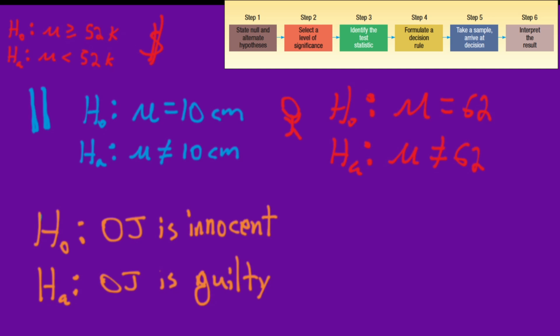Our level of significance for OJ, I'm going to switch to a different color, our level of significance, and I'm going to label this as alpha, is beyond a reasonable doubt.